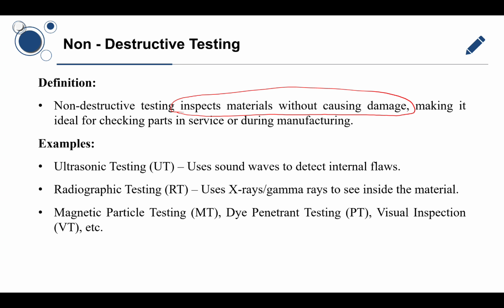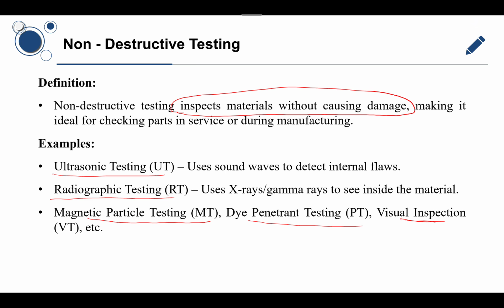NDT is widely used in maintenance and safety inspections because the component remains intact. Non-destructive testing also has many methods. Here I mentioned conventional methods, for example: ultrasonic testing, radiographic testing, magnetic particle testing, and dye penetrant testing. These are the conventional methods of NDT. Visual inspection testing and electromagnetic testing, such as eddy current testing, are the advanced techniques.